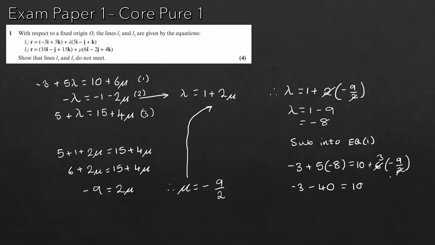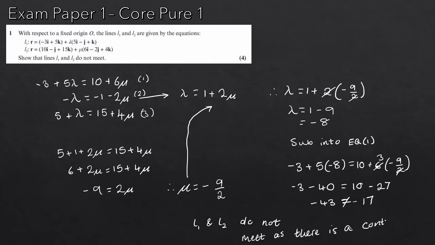a 3. That will cancel, so 3 lots of minus 9, minus 27. Okay, minus 3 minus 40, minus 43. 10 minus 27, that will give me minus 17. Okay, and minus 43 is clearly not equal to minus 17. So therefore L1 and L2 do not meet, as there is a contradiction. And there we have it. So we've shown that L1 and L2 clearly don't meet.